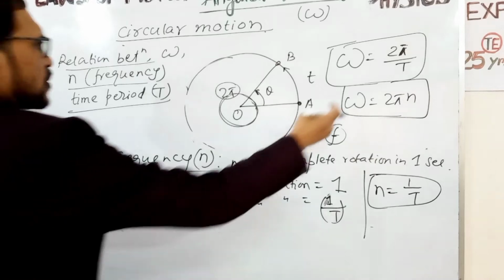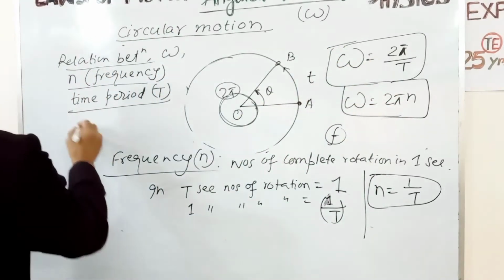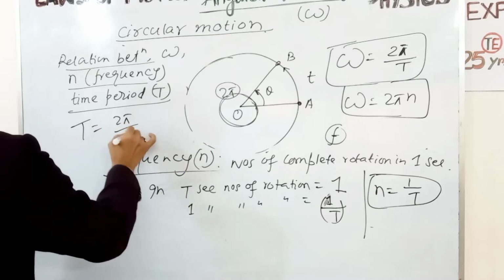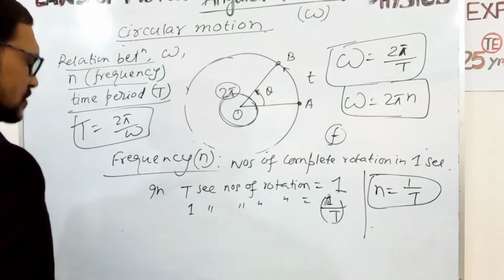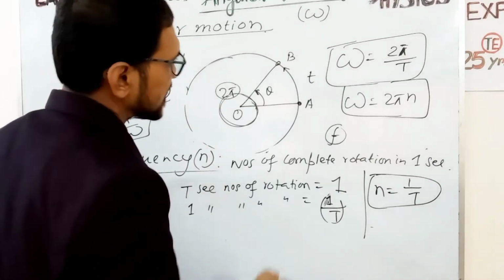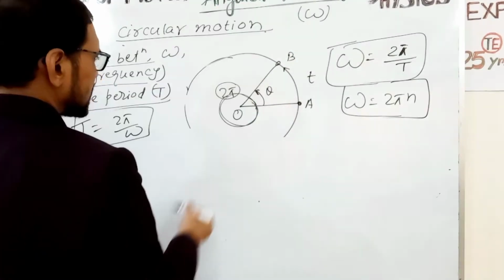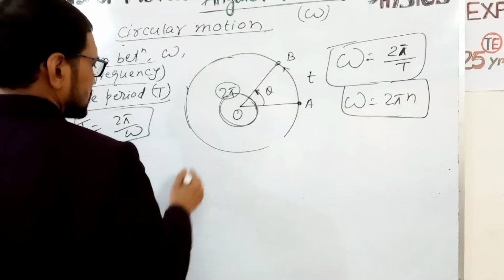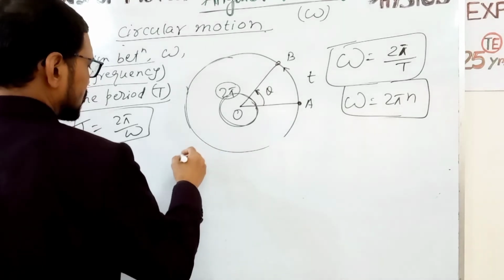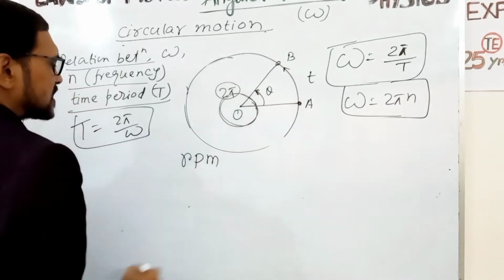So these are the important relations: omega equals 2 pi by T, or T equals 2 pi by omega. You remember this formula. Now the SI unit is radian per second, but other units are also there. The speed of a car, etc., is denoted by RPM. The unit of wheel rotation is generally RPM. What is RPM?